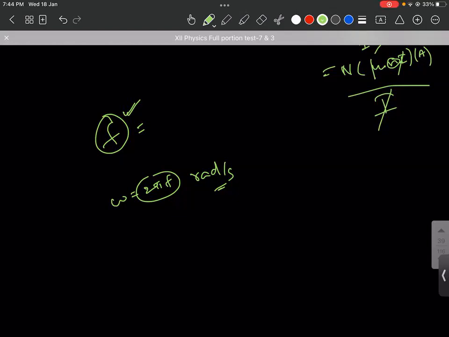Yes sir, clear. Sir, if it's given in RPM, should we change it to RPS? Yes, you need to change it to RPS if you want this in radians per second. Only then it is going to be in the standard unit. If you don't change it, you should write it as radian per minute. But radian per minute is not a commonly used unit. Okay. Clear? Any other doubt?